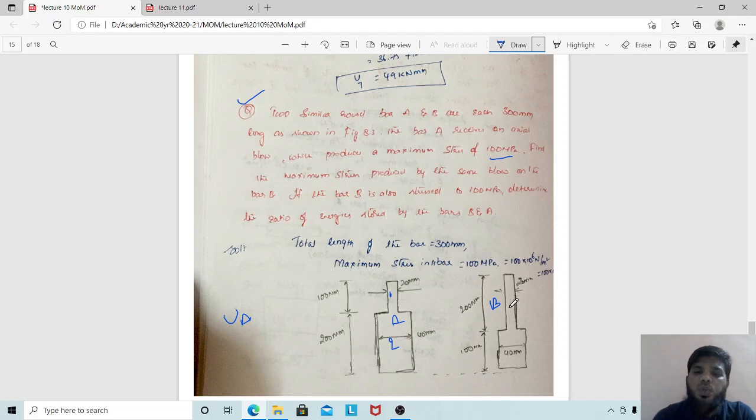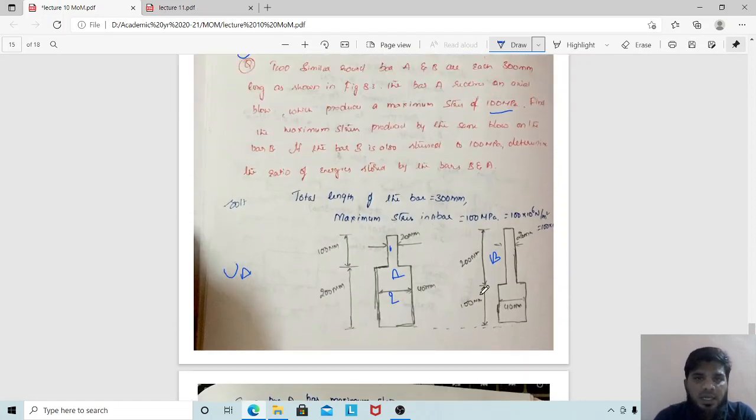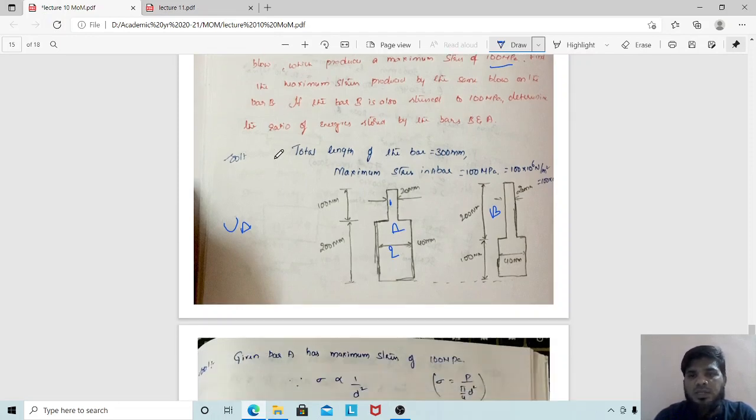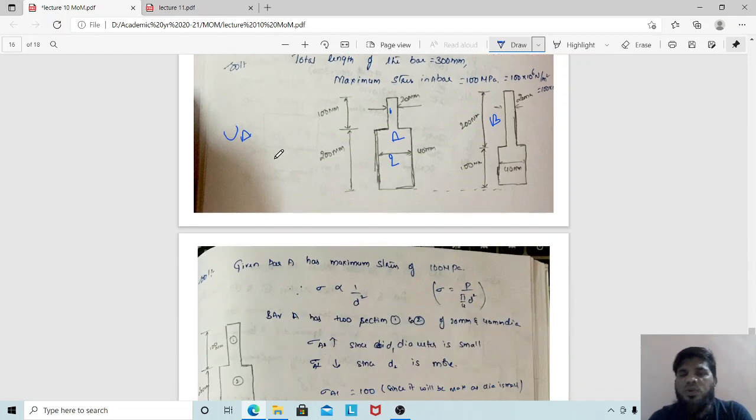Similarly here, UB1 plus UB2, UB1 plus UB2. So understand the question properly. The bar A receives an axial blow which produces a maximum stress of 100 megapascal. Find the maximum stress produced by the same blow on the bar B. Okay, if the bar B is also subjected to 100 megapascal, determine the... So they are trying to confuse you in a small way.